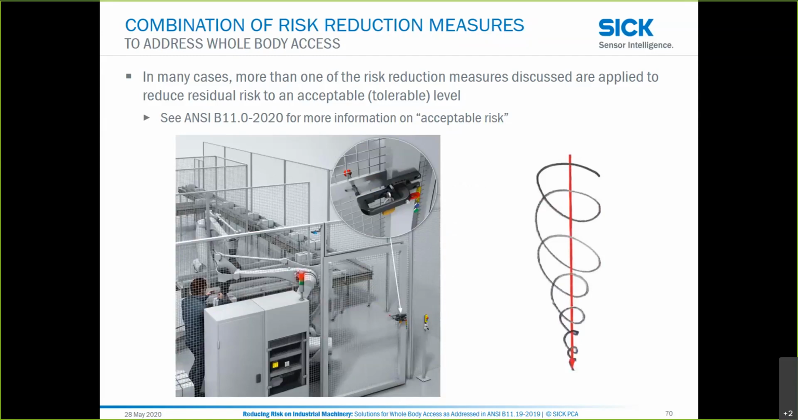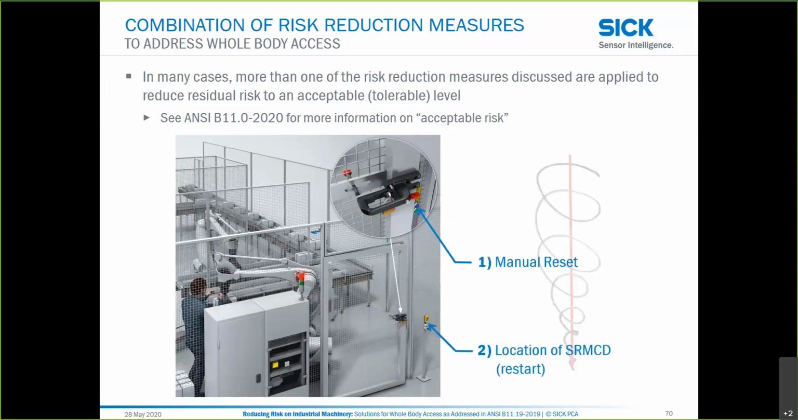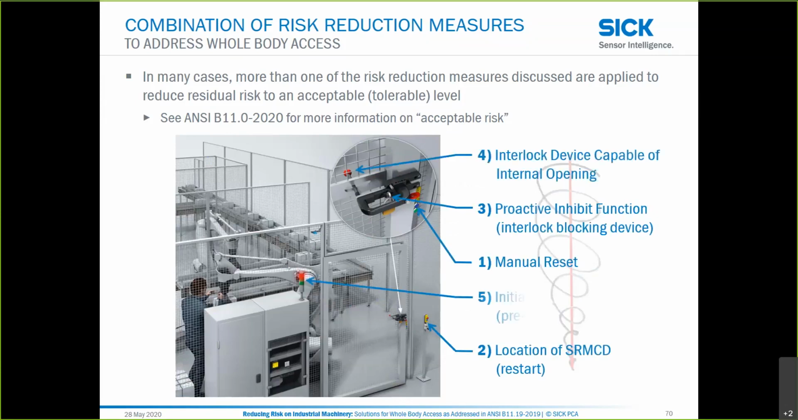Here's an example that's not uncommon at all, where we see multiple measures applied. We start with the manual reset. We have the restart located at a safe distance. We have an interlock blocking device. The interlock is capable of being opened from inside, and there's an initiation warning system. Here we see multiple layers combined together to get to a level of residual risk that's acceptable for this application.